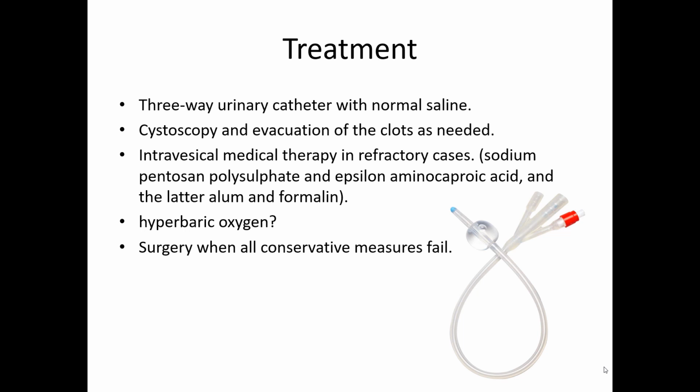Treatment: in these cases we have hematuria. The patient usually comes acutely and suffers from severe suprapubic pain, unable to urinate, with some blood coming out from the urethra. So in these cases, the emergent thing is to put in a three-way catheter and irrigate to wash out the bladder and to take the clots out.